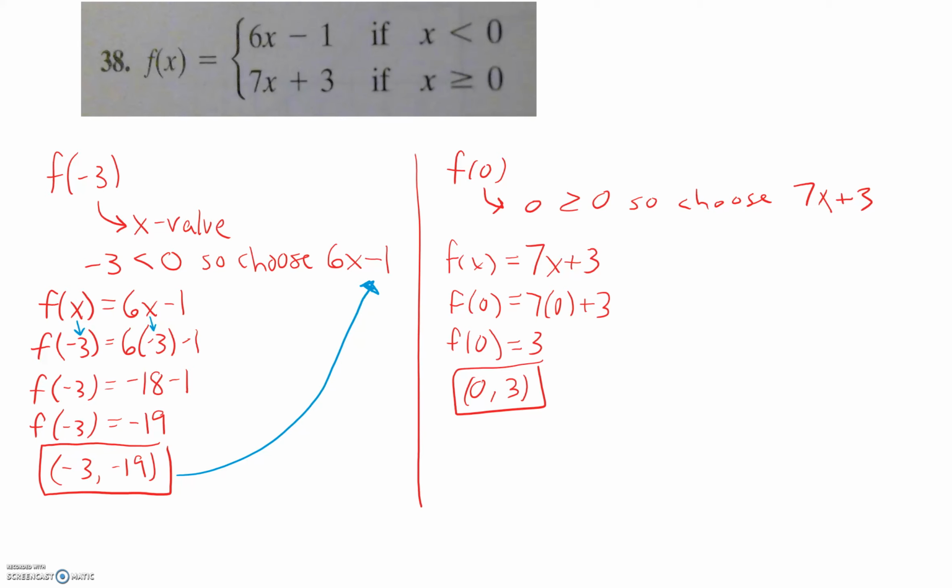I choose the second problem. I say, well, evaluate f of 0. This time, again, you'll notice that 0 equals 0, so we have to choose the second function. We plug it in, substitute, and we see 0, 3. And again, we can see that's a y-intercept. So evaluating functions on these piecewise is all about choosing the right one depending on what x is, depending on what the input is in the function notation.